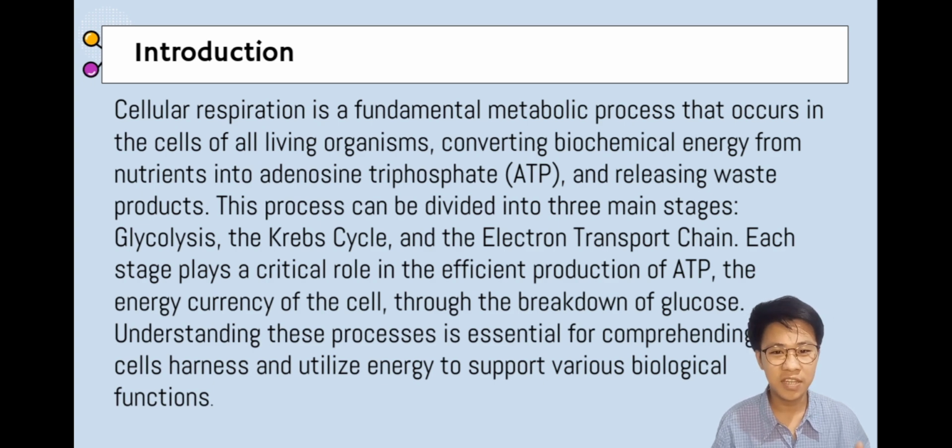This process is divided into three main stages: glycolysis, the Krebs cycle, and the electron transport chain. Each stage plays a critical role in the effective production of ATP, which is essential for various biological functions. Understanding these processes helps us comprehend how cells harness and utilize energy.